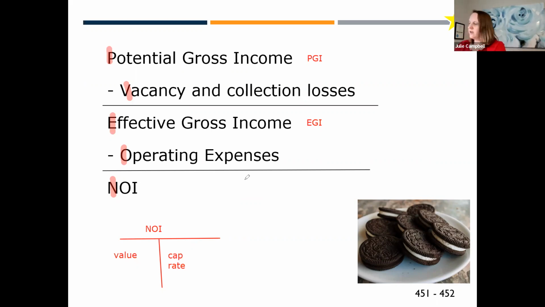So let's look on page 452. Before I let you guys do a problem, I'm going to let you guys do a sample problem.